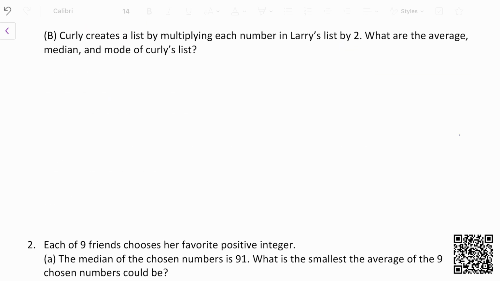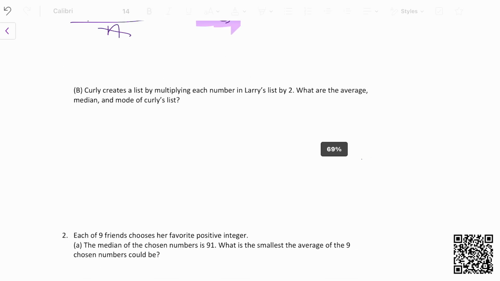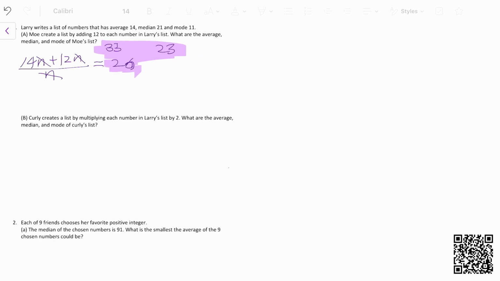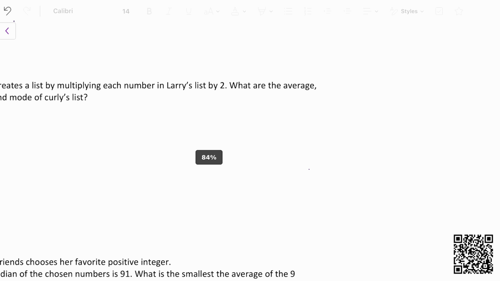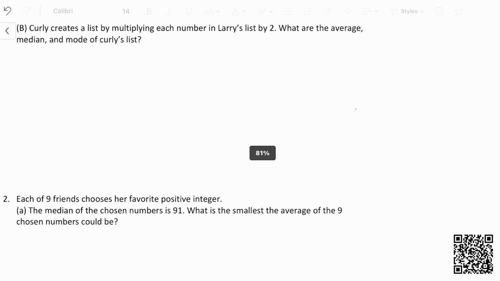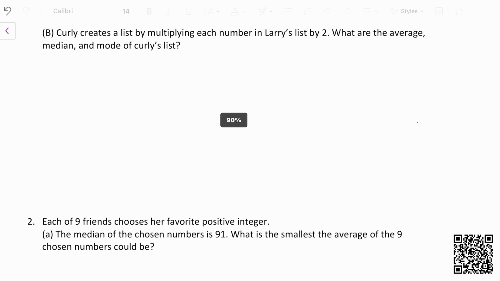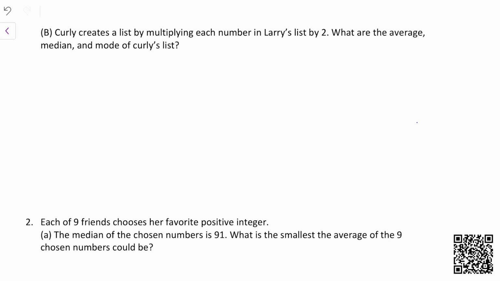Moving on to B. Curly creates a list by multiplying each number in Larry's list by 2. What are the average, median, and mode of Curly's list? This works the same as problem number A here. The median and the mode do not change, they stay the same. The numbers do not have anything new added to them, therefore they are still the same.